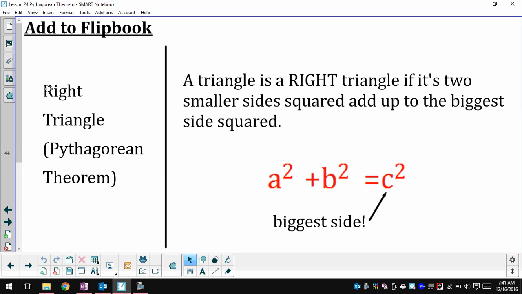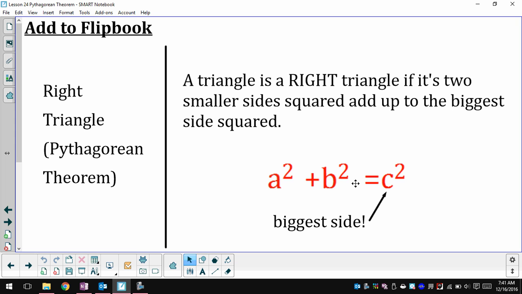So add this to your flip book. We're going to add three things to your flip book. We're talking about right triangles, and we're going to determine if something is a right triangle using the Pythagorean Theorem. So you are probably familiar with this. The Pythagorean Theorem says a squared plus b squared equals c squared.